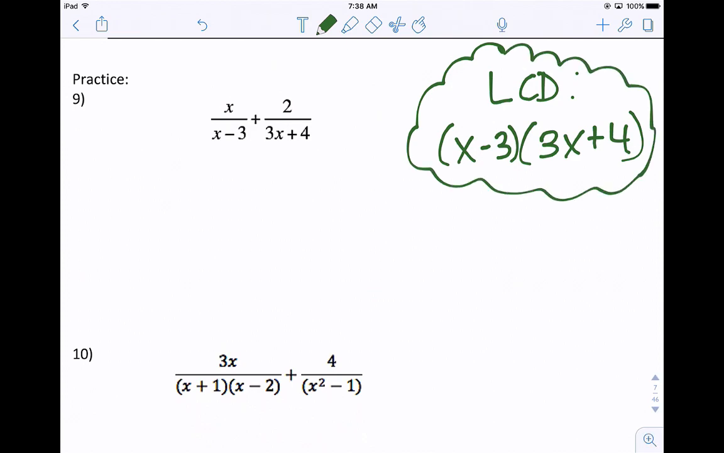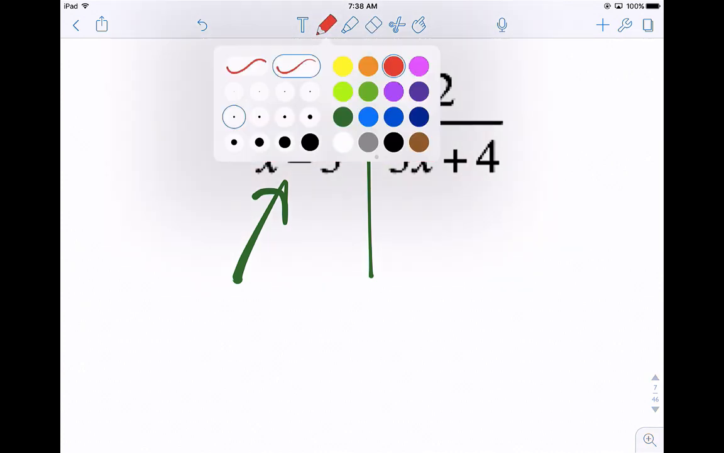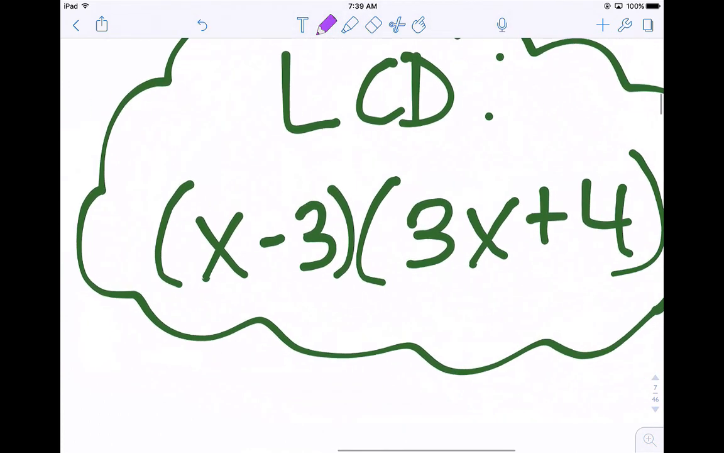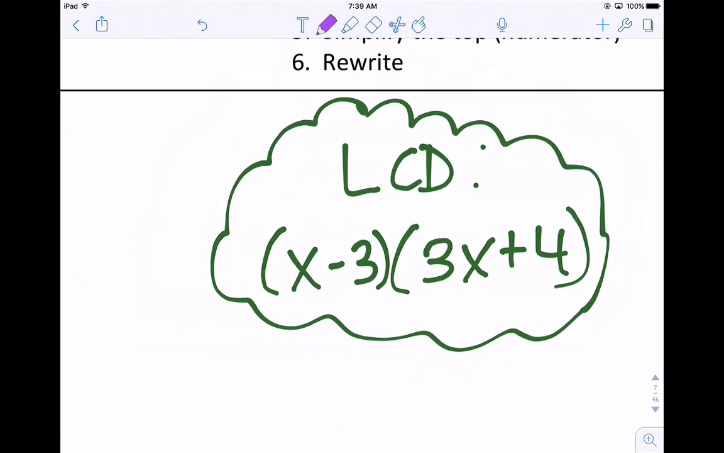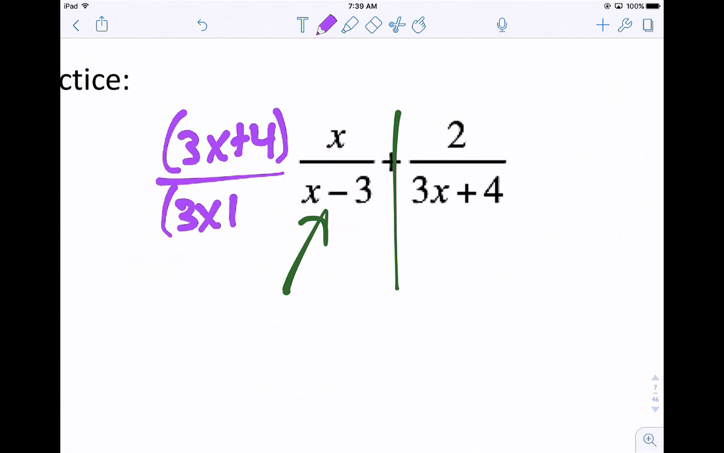So our goal is to get this on the bottom of both fractions. Now if you take a look at the first fraction right here, what factor is missing? We have the x minus 3. We need the 3x plus 4. So the LCD tells us what to multiply by to complete it. So again, we have the x minus 3. We need the 3x plus 4. So that is what we multiply by on top and bottom. So we don't change the value, we just change the way it looks.